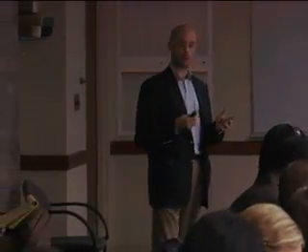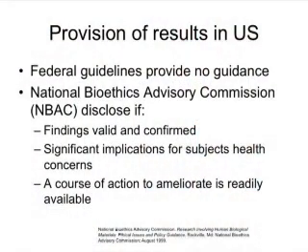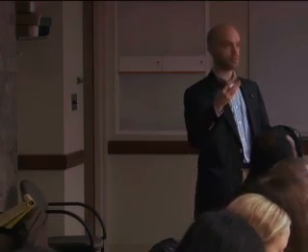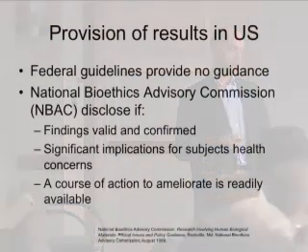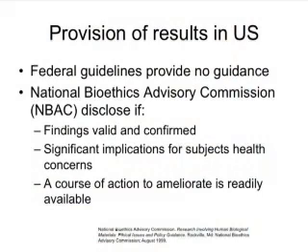So in the U.S., there's really no federal guidelines that provide guidance to this, but the National Bioethics Advisory Commission, NBAC, says disclose if any of the following: the findings are valid and confirmed. Okay, so this is not some potential gene that might be causing X disease. There's something that's well established. Significant implications for subjects' health concerns. Okay, or a course of action to ameliorate is readily available.